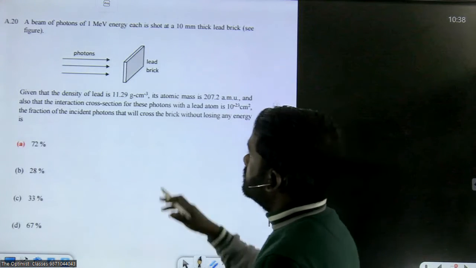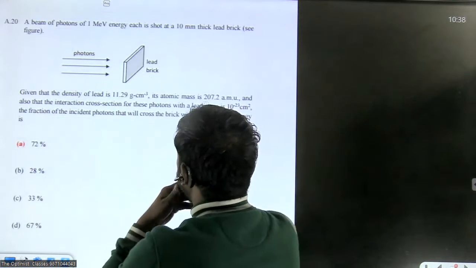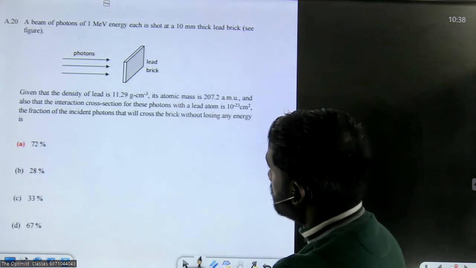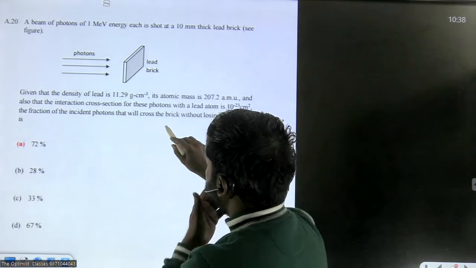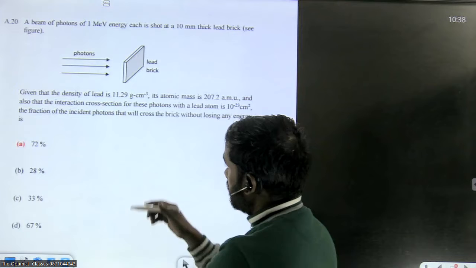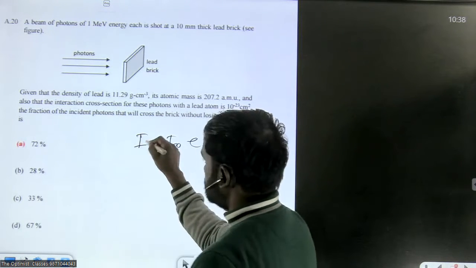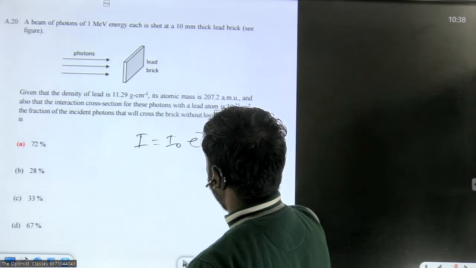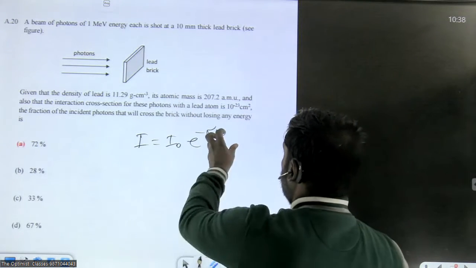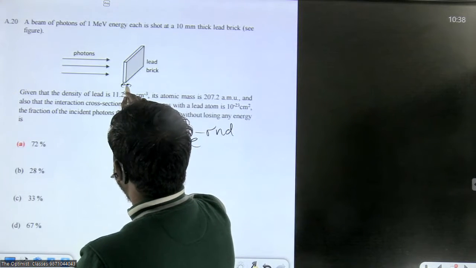Now in this question photons are passing through a lead brick. The question is what percentage of intensity is transmitted. See, the fraction of incident photons that will cross, how many photons will cross. So actually there is a well known formula in this case. Intensity transmitted is equal to sigma and the number of atoms or molecules per unit volume, and thickness. Suppose its thickness is d. So this is the formula.